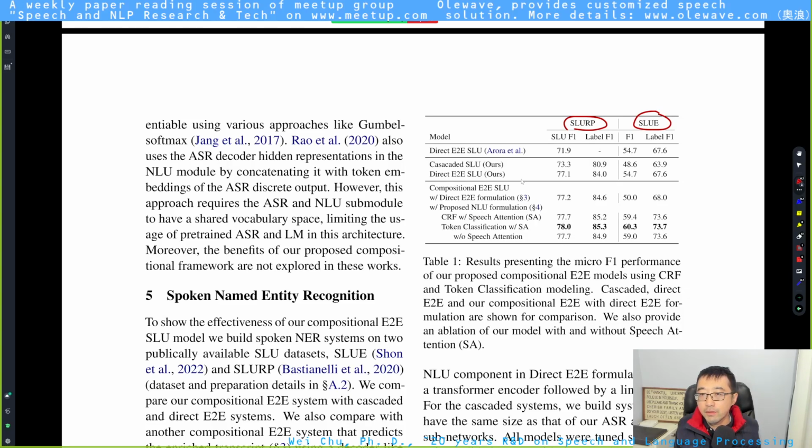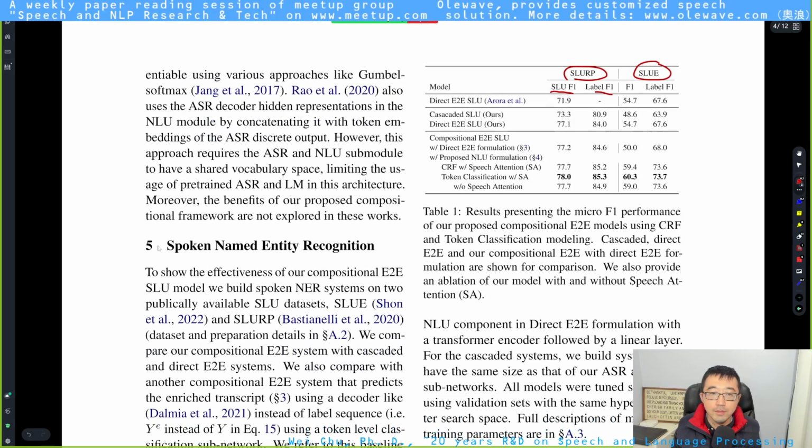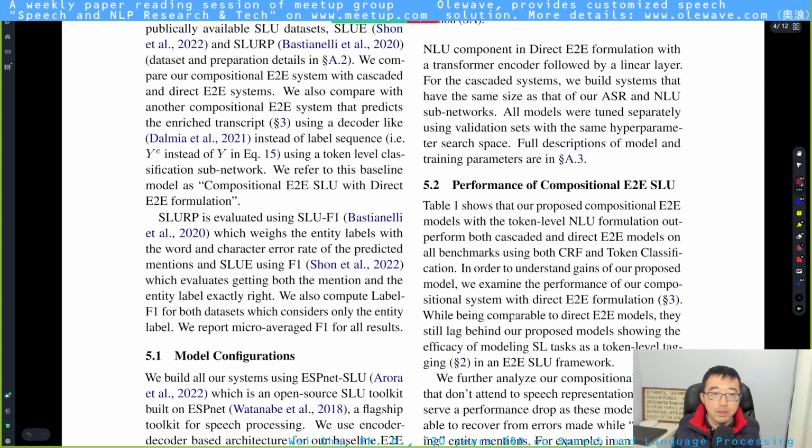And the metrics, they're talking about the metrics here. First of all, label F1. Label F1 means that they consider whether you label the named entity words correctly. I may not be able to say that exactly correctly because I'm not an SLU person, but this is just a label accuracy, label F1, okay?